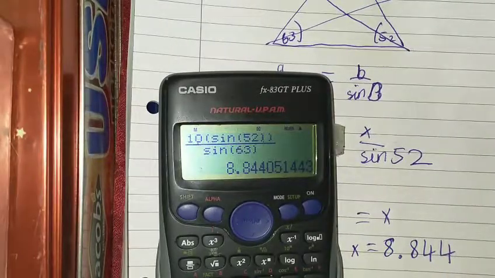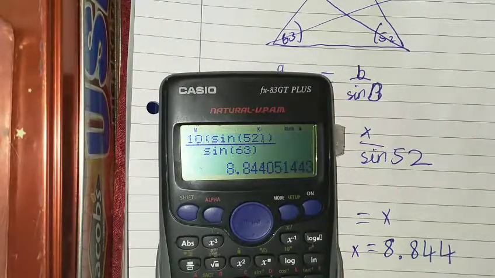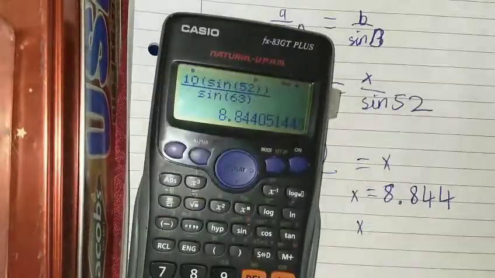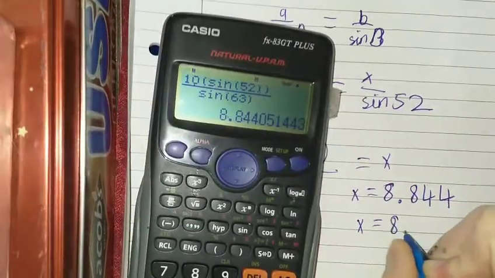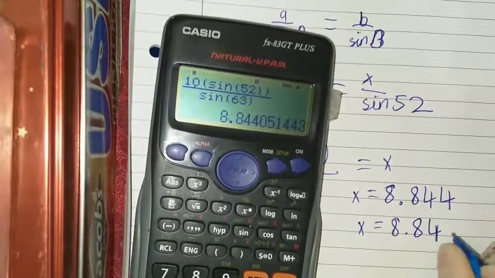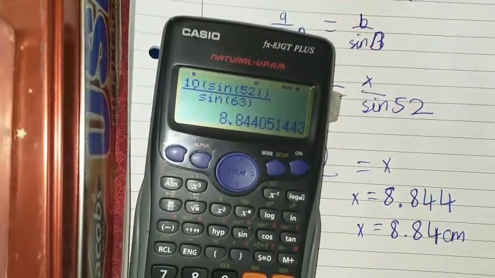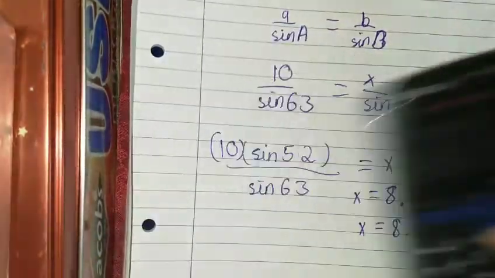8.844, and it might say correct to 2 decimal places, so it'll be x is equal to 8.84, and that's in centimeters. So that is my length of there.